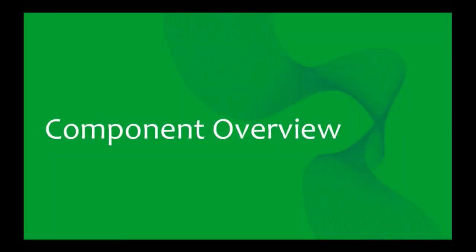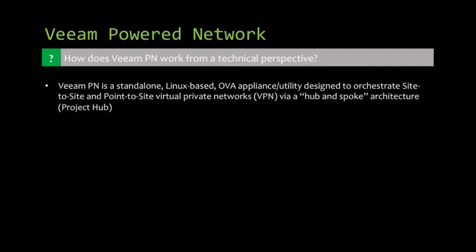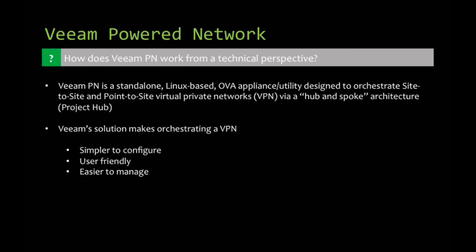In terms of the components, there's a standalone Linux OVA appliance, so you can download it and deploy it as an OVA into your vSphere environment. You can also take an Ubuntu server, 16.04 as a minimum, and configure the repositories from a Linux repo. Do an apt-get install and it'll basically install the services.